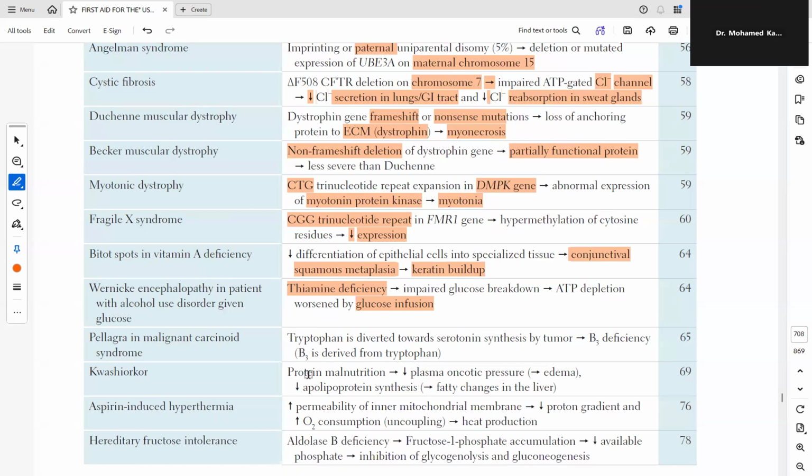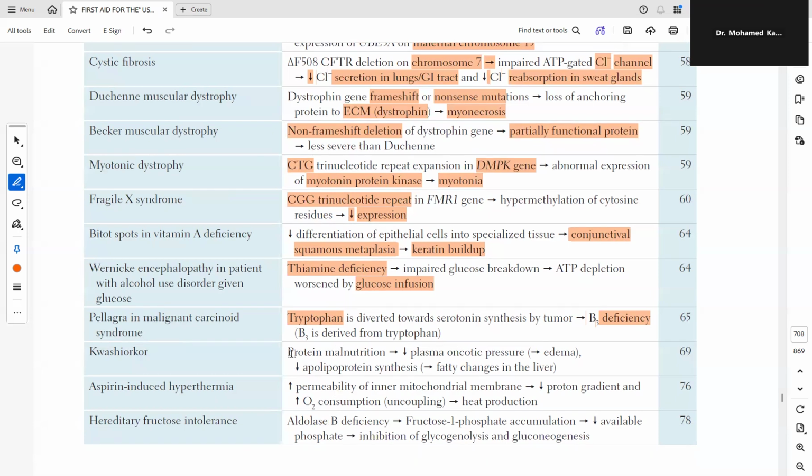Pellagra in malignant carcinoid syndrome: tryptophan is driven toward serotonin synthesis by the tumor. So there will be B3 deficiency, and B3 deficiency is associated with pellagra. B3 is derived from tryptophan, and tryptophan is diverted toward serotonin synthesis in malignant carcinoid syndrome.